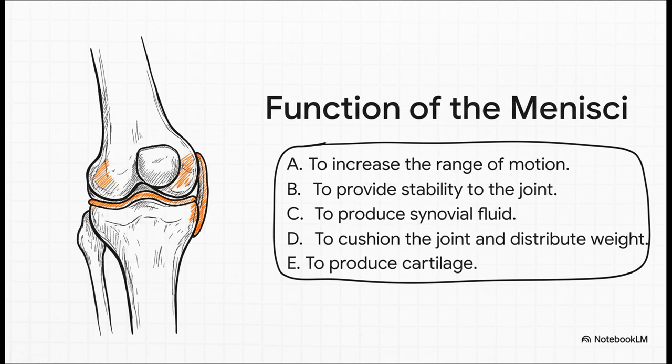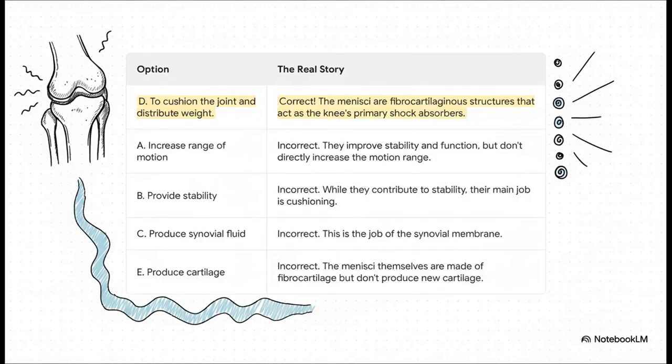Is it A, to give you more range of motion, B, to provide stability, C, to produce that joint fluid, D, to cushion the joints and distribute weight, or E, to actually produce cartilage? Go ahead, take a guess. And if you said D, you nailed it.